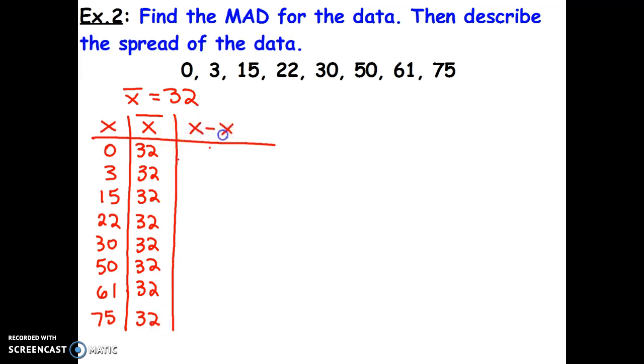Okay, next we're going to find the difference of the x value and the mean. So 0 minus 32 is negative 32. 3 minus 32 is negative 29. 15 minus 32 is negative 17. 22 minus 32 is negative 10. 30 minus 32 is negative 2. 50 minus 32 is 18. 61 minus 32 is 29. And 75 minus 32 is 43.